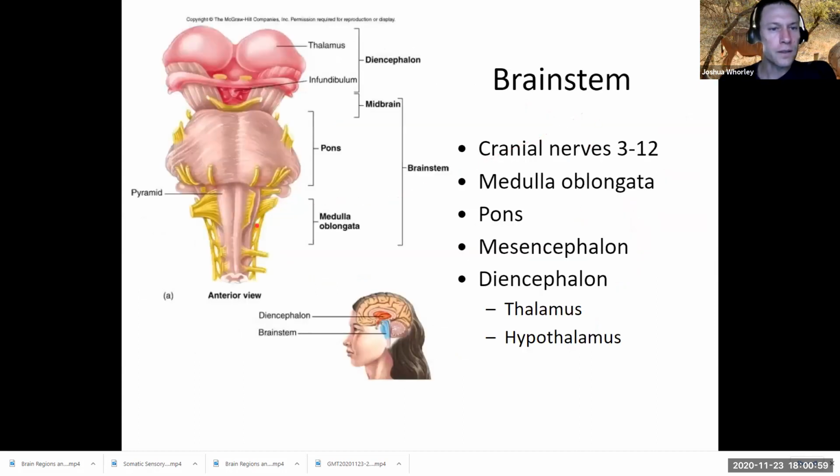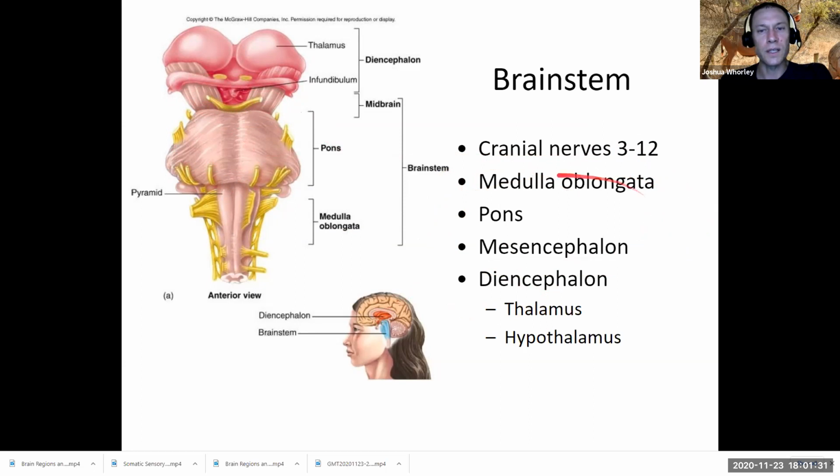So let's again go here with the brain stem, the lower portion of the brain stem. And that's consisting of most of the cranial nerves, right? And we'll get to know these cranial nerves a bit, 3 through 12. The medulla oblongata, the pons, and then our mesencephalon up here, and anterior to that is our diencephalon, right? But really, brainstem is just this stuff here: the medulla oblongata, pons, and mesencephalon, right?